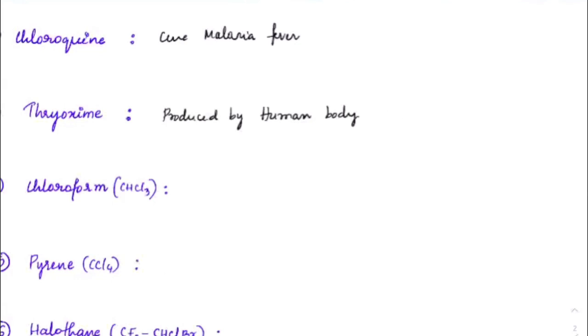This is also produced by the human body, whose deficiency causes goiter. You may have heard of this word goiter, which is the sudden expansion of the thyroid glands.